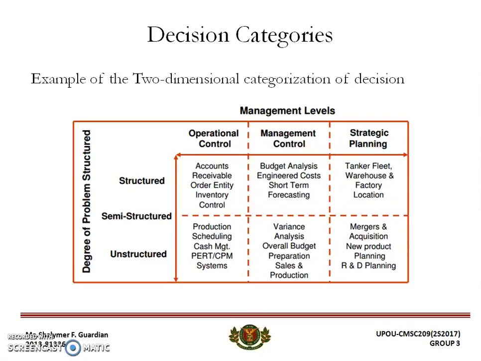For operational control, unstructured degree of problem, these are used for production scheduling, cash management, and PERT and CPM systems. For management control, unstructured, these are used for variance analysis, overall budget preparation, and sales and production. And for strategic planning, unstructured, these are used for mergers and acquisitions, new product planning, and research and development planning.